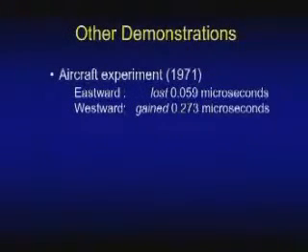I'll give you some other demonstrations. They actually ran an aircraft around the world with one of these clocks. The one that went eastward around the world lost 0.059 microseconds. The one that went westward gained 0.273 microseconds. Not a lot, but exactly what Einstein's theory of relativity predicted in view of all the factors involved.